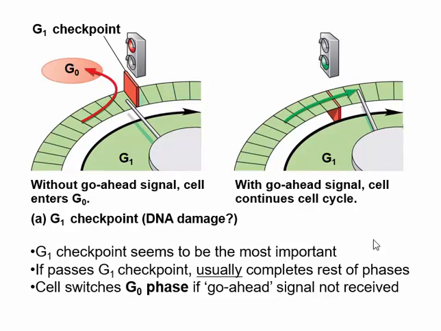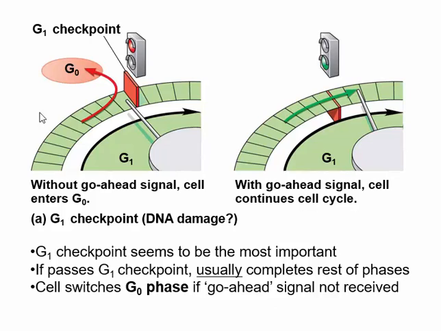This is generally considered the most important checkpoint. Once we get past this, that's where we see these other checkpoints occur. We've already sort of passed the point where probably most of the damage could be done, say, during that DNA synthesis phase.